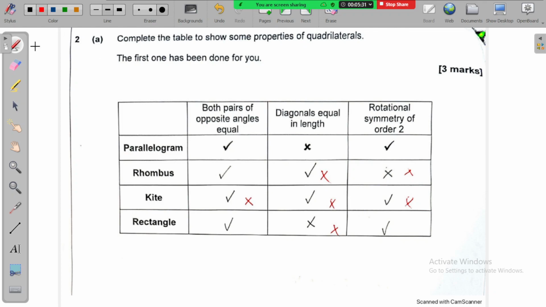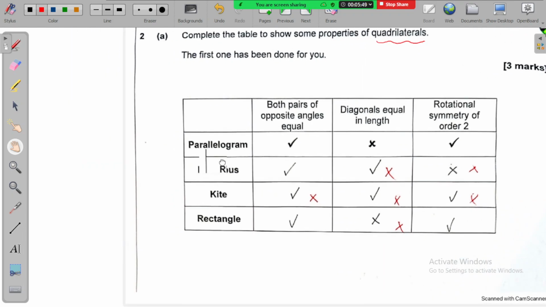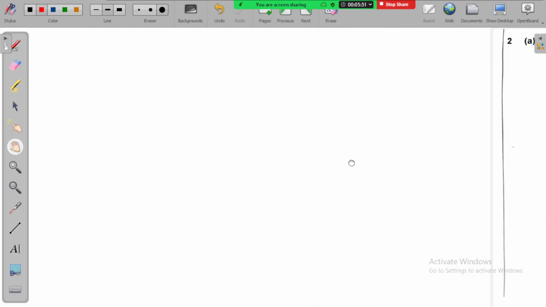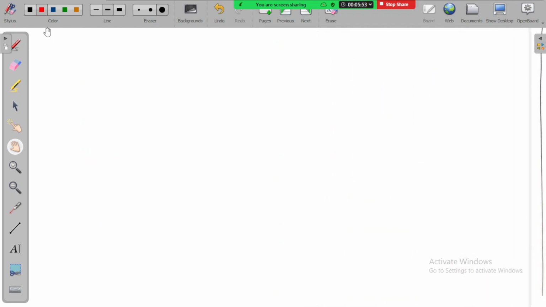Okay. So they are saying to complete the table to show some properties of quadrilaterals. Are you aware of how many different kinds of quadrilaterals we have, and how we divide quadrilaterals into categories? Yes or no? No? Okay. Before doing this question, we need to have some knowledge on that, so let's start with that.